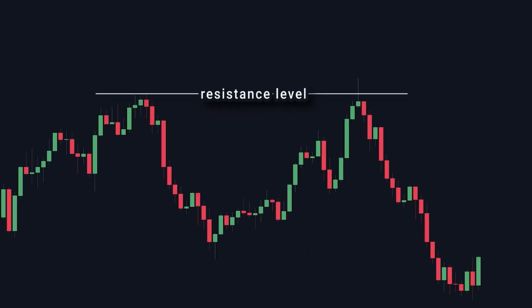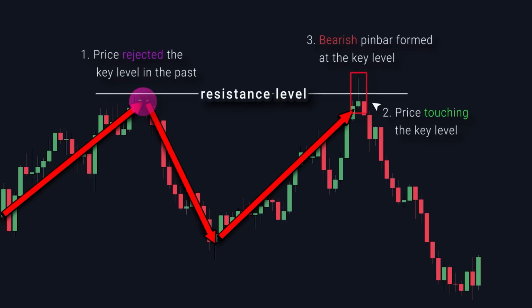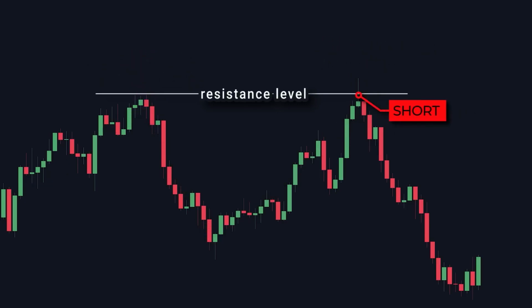And so, there are now 3 things that are currently happening. First, we can see that price has rejected this key level in the past before, meaning it is likely to do it again in the future. Second, we can see that the price is currently touching the resistance level. And third, we have a bearish pin bar candle that formed, signaling that there's downwards momentum because the rejection came from the top. So all these factors at play made it a good opportunity to enter a short position here.